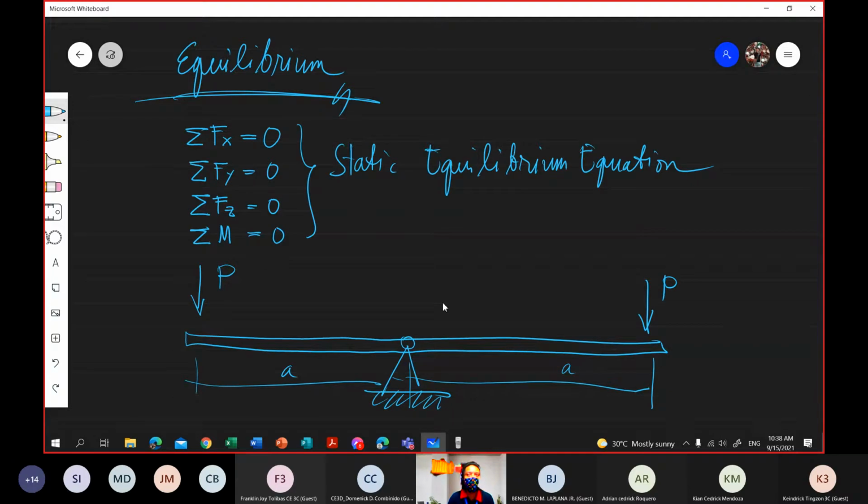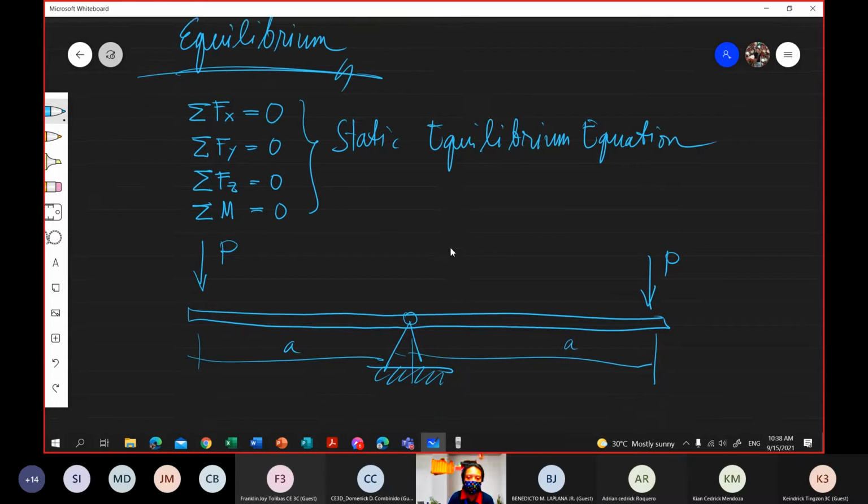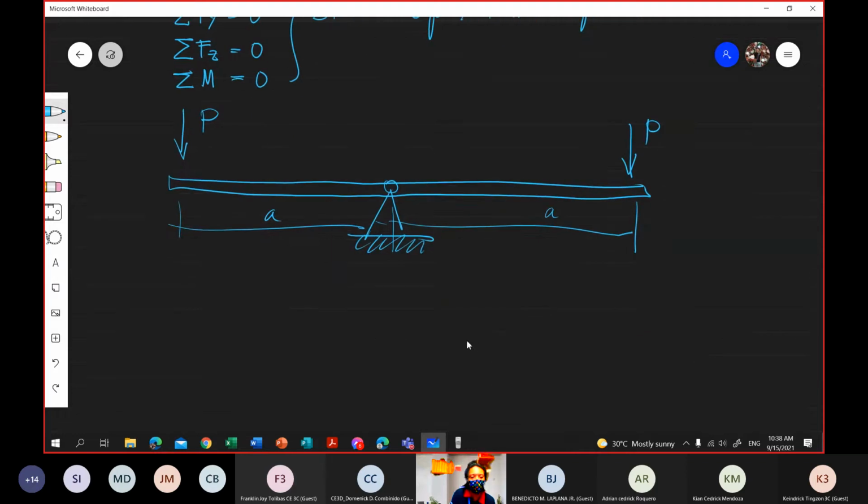Now, to maintain the state of equilibrium, let me introduce to you another term, what we call stability.